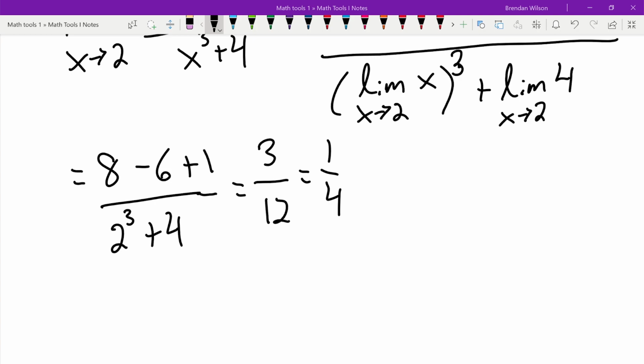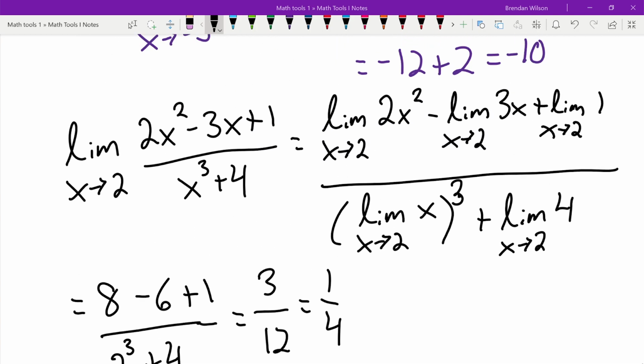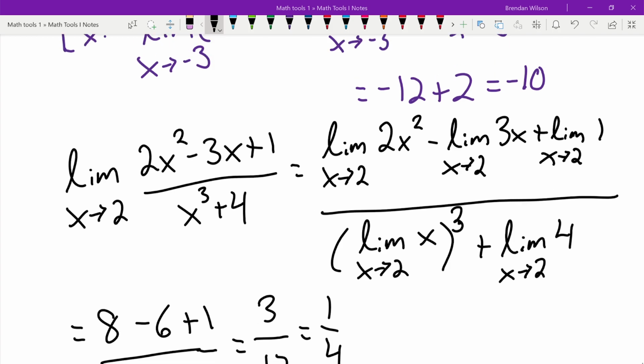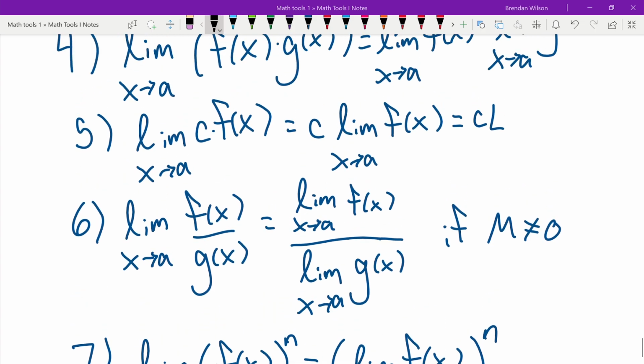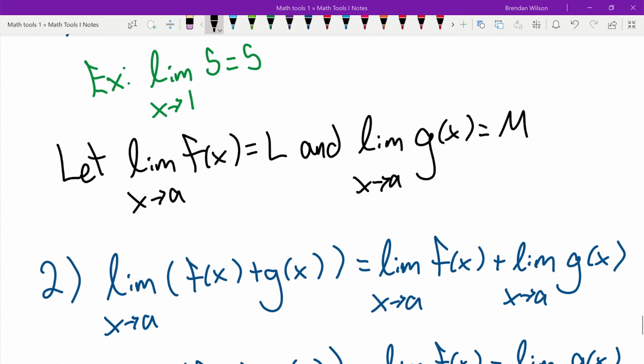So again, it's functionally the same thing using these rules as direct substitution. So this is just kind of like implicitly what you're doing when you do direct substitution. You're technically using these limit laws to completely break these functions down.